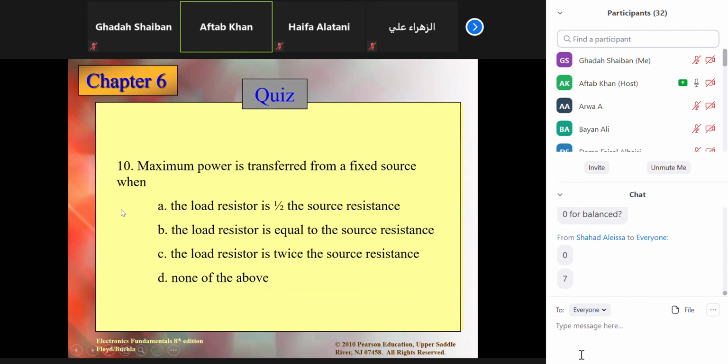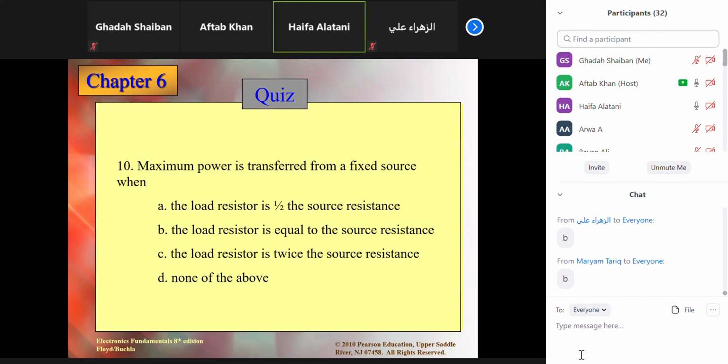All right. Finally, this one. B. Resistance equal to, yeah, but okay. The load resistance is equal to the source resistance. This is the way. All right.